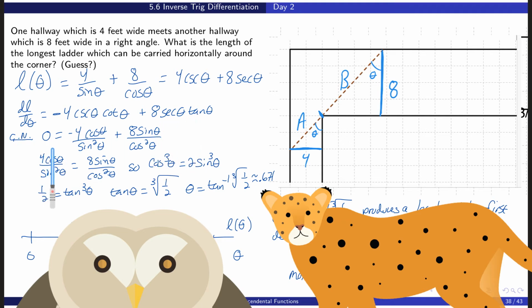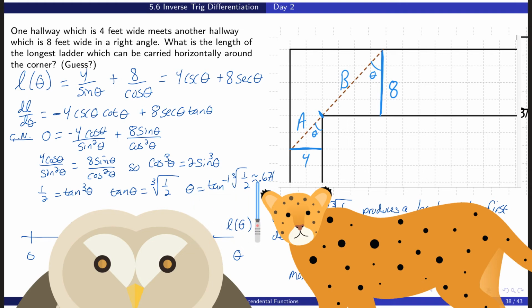Critical numbers: take the derivative, set it equal to 0. I turn cosecant and cotangent into their sines and cosines. I turn secant and tangent into their sines and cosines. Let's bring the negative side over. You wind up with this, doing some cross multiplying. Cosine cubed is 2 sine cubed. Bringing the cosine cubed over, you have tangent cubed is 1/2. Tangent of theta is the cube root of 1/2. Theta is the inverse tangent of the cube root of 1/2, which is roughly 0.671.